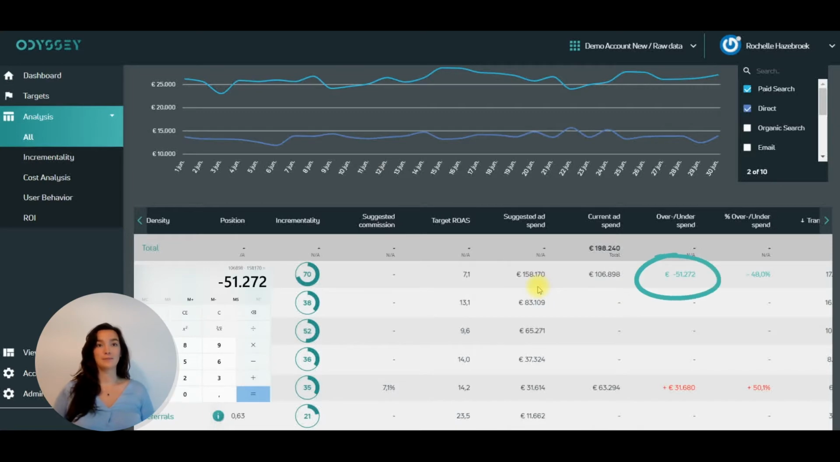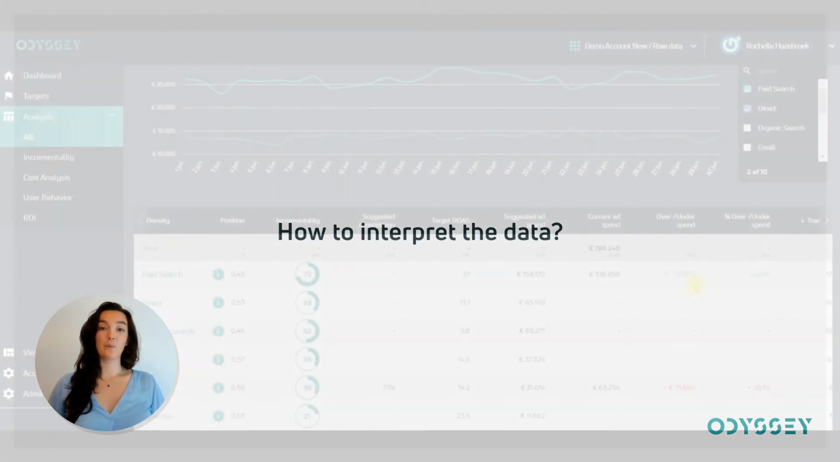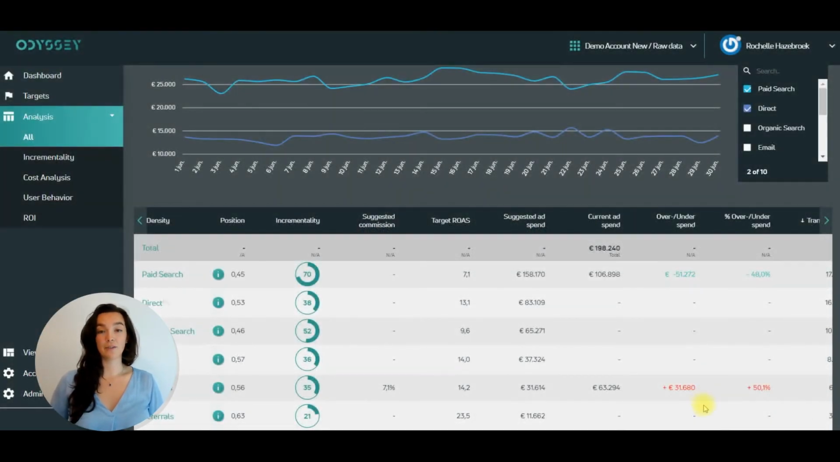or underspend. So how to interpret the data? First of all, when the number or the percentage are positive and red, it means you're overspending. And when the numbers are green and negative, it means you're underspending and you can spend more money on these channels to increase the revenue.